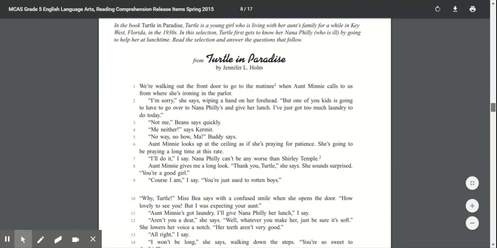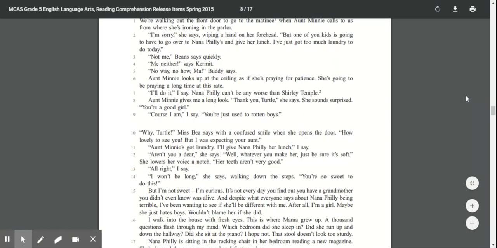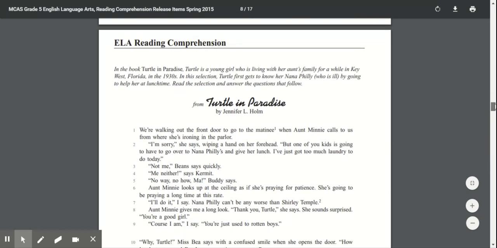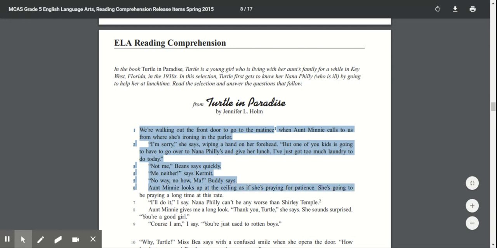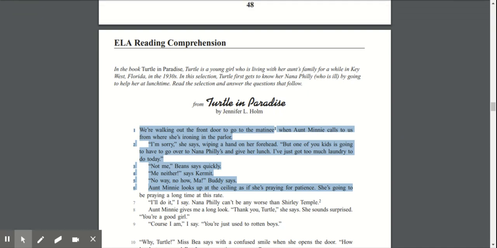So, we're going to scroll back up to paragraphs 1 through 6. That's where you should be, and I'm just going to highlight this area right here. Okay. So, a quick synopsis of what's going on in this area. Clearly, Aunt Minnie is busy. She's calling all the kids to her, and no one is trying to help her with bringing Nana Philly the lunch. Everyone's saying, "Not me, no, me neither, no way, no how, ma." Like they're all saying no, they don't want to go.